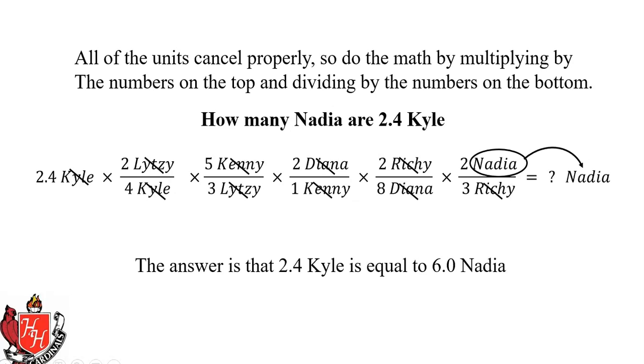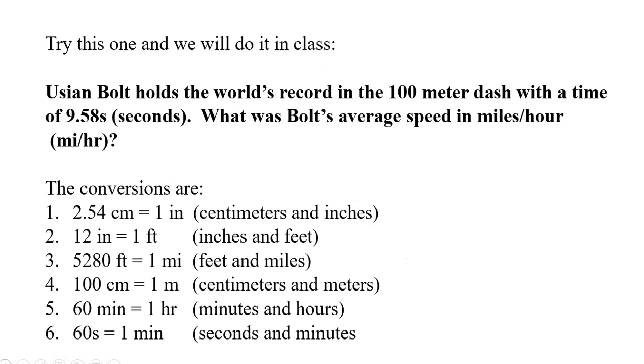So you did that by lining up the units so that they would cancel. Once they canceled appropriately so that you ended up with only Nadia at the end, then you could go ahead and do the numbers. Okay, here's one we're going to try in class tomorrow, and it's kind of a fun one. And you might want to try it at home tonight. See if you can do it. I give you 6 conversion factors there. So the question is, Usain Bolt holds the world's record in the 100-meter dash with a time of 9.58 seconds. What was Bolt's average speed in miles per hour?